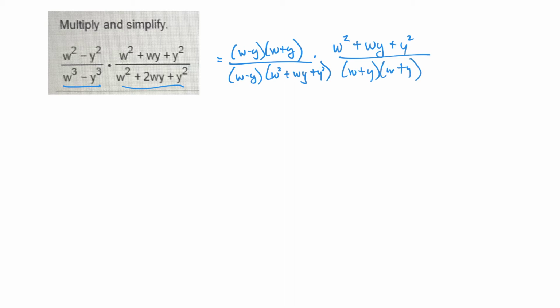Now that it's all factored, just get rid of factors that are the same on the top and the bottom. There's another one, and there's another one. So I'm left with on the top nothing, but remember when I cancel these factors, there's always a 1 that remains. So 1 times 1 times 1 would be 1 over w plus y. Okay, that's multiplying.